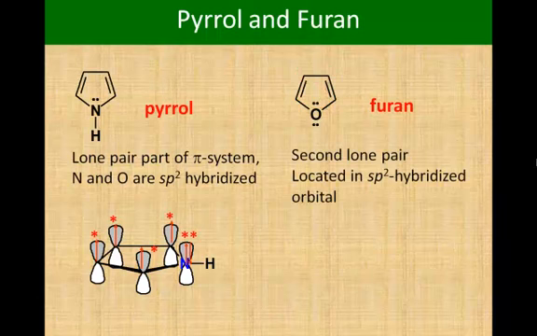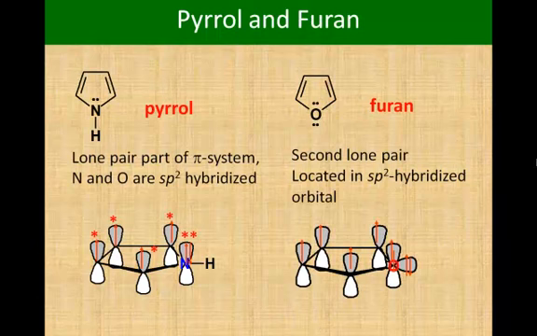The second lone pair is located in an sp2 hybridized orbital and is not part of the pi system. This is what our molecular orbital picture looks like. Each carbon atom is sp2 hybridized and contributes 1 electron. The oxygen is also sp2 hybridized, but it contributes 2 electrons to the aromatic pi system. So we have 1, 2, 3, 4, 5, and 6 pi electrons.